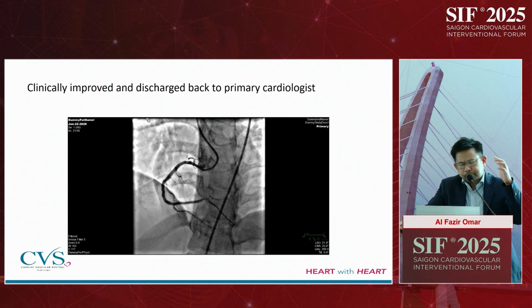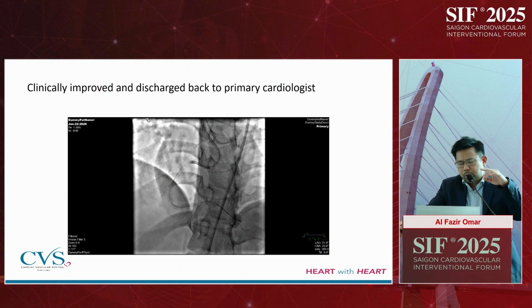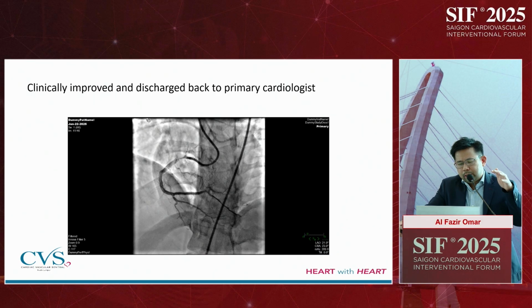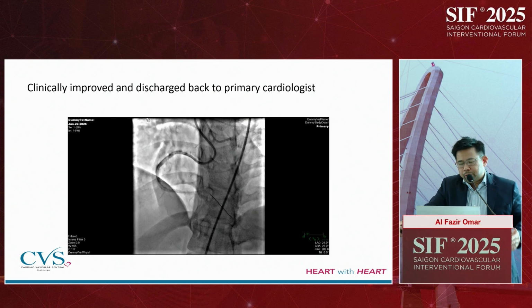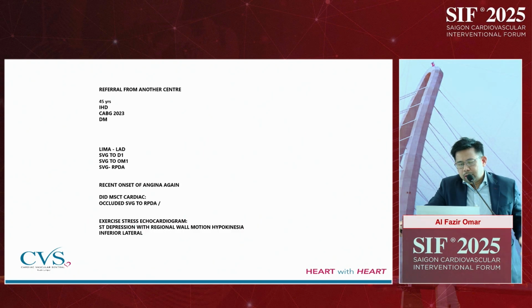For her, I think it was a Sion Black. It's just a wire anterograde going all the way down. And she really got better. We discharged her back to her primary cardiologist, and she's been doing well.